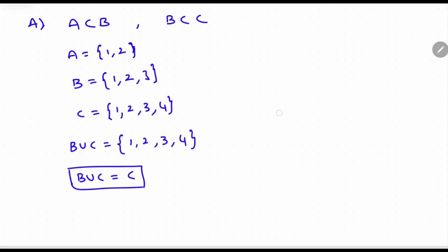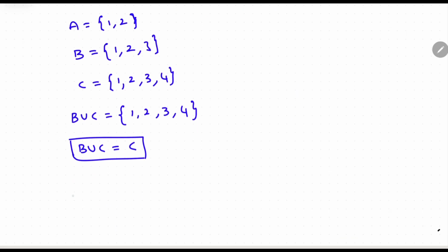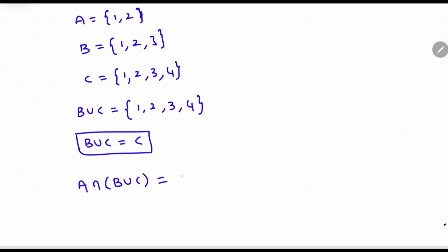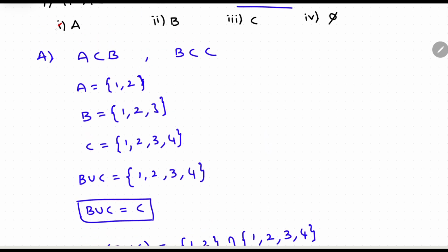Now what is the problem there? A intersection B union C. So what is A there? We have taken 1 comma 2. Intersection. What is the B union C? 1, 2, 3, 4. So what is common in these two? That is 1 comma 2. 1 comma 2 means set A. Okay. Therefore answer will be set A.